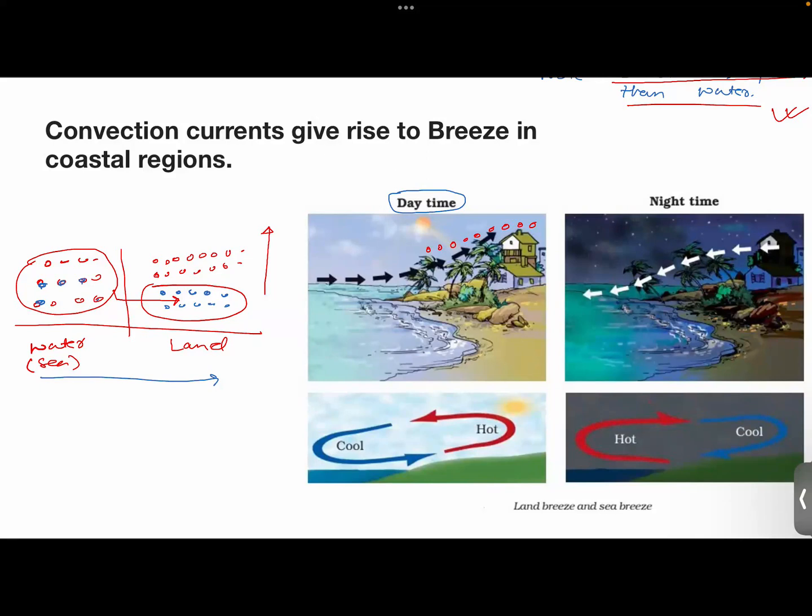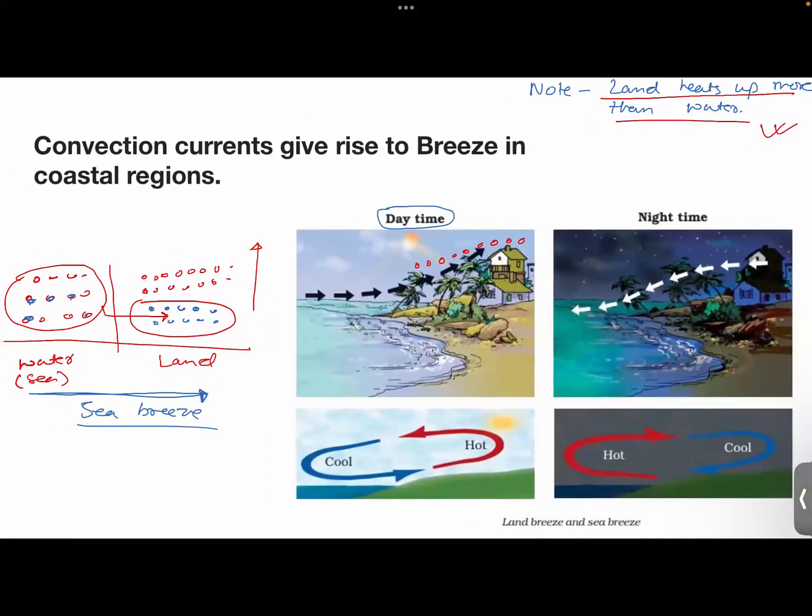So basically during the daytime, since the land is warmer, there is flow of air molecules from the sea side to the land side, and this generates a convection current that is called the sea breeze. Okay, sea breeze, not land breeze. All right. And the opposite happens in the night time.